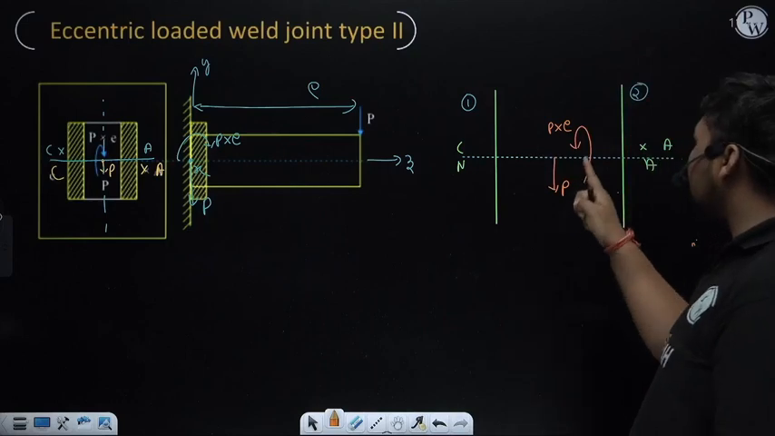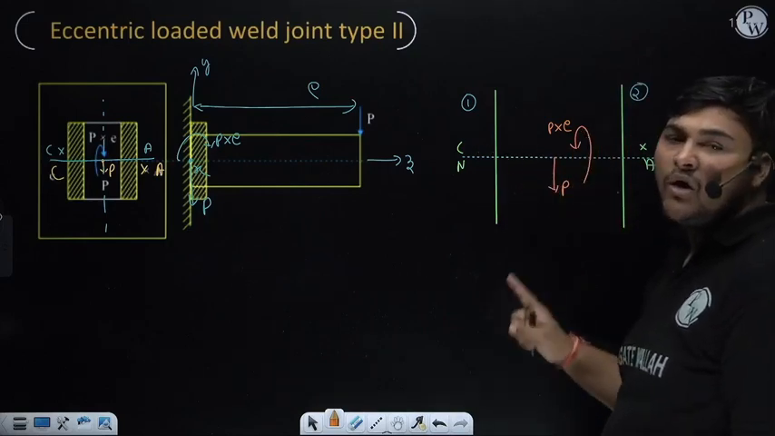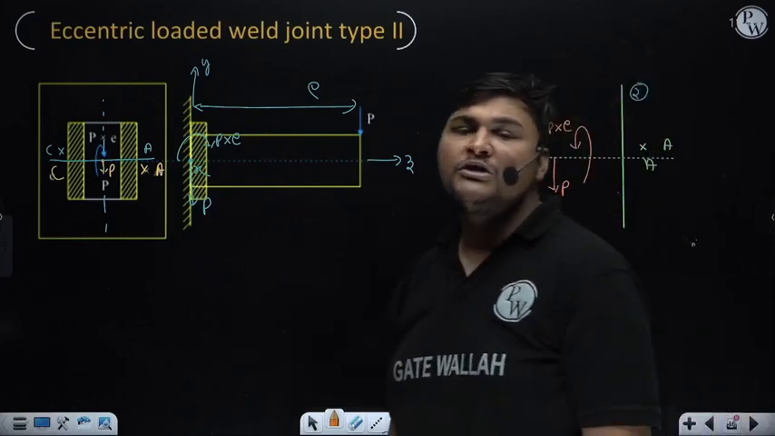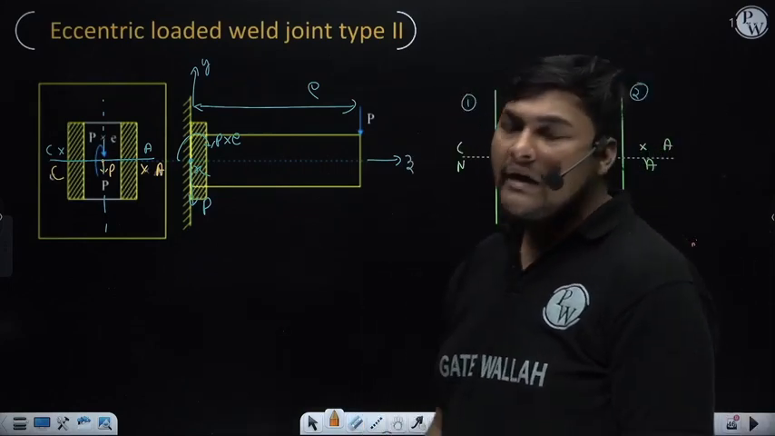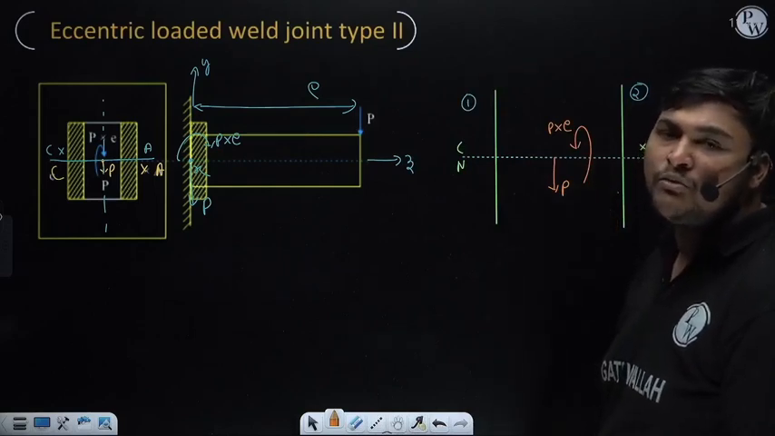So this force P is in the downward direction, and this moment is acting about the centroidal x-axis, which is along the plane of weld, and due to this moment bending stress will come. Now how to calculate the stresses due to P and the stresses due to moment P into E.